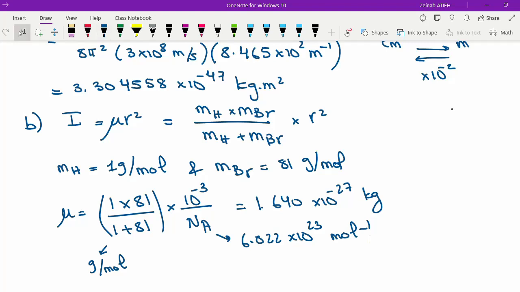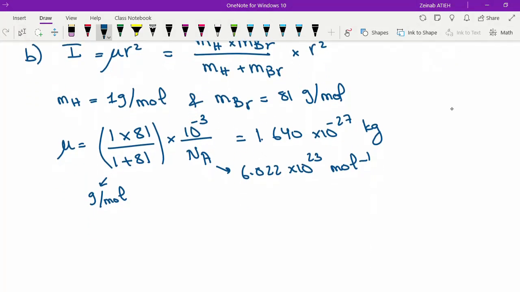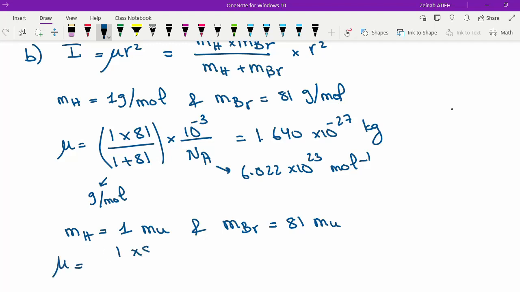Now there's a second method. Instead of substituting the masses in gram per mole, or the masses for a mole of molecules or a mole of atoms, we're going to substitute the masses directly in their atomic mass units. So this is 1 amu, and mBr is equal to 81 amu. So in this case, there is no need to divide by Avogadro's number, because we're already calculating the mass of a single molecule. So it's equal to 1 times 81 divided by 1 plus 81.